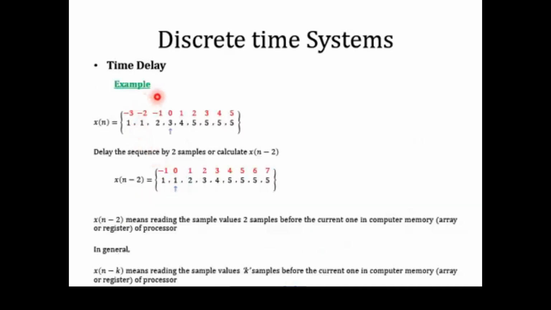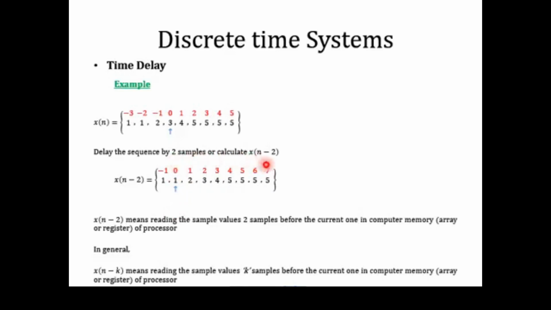Now let's discuss the first example of a time delay operation. Suppose the x of n sequence contains these sample values and we have to delay this sequence by 2 samples, or simply calculate x of n minus 2. In order to calculate x of n minus 2, we have to shift the origin or reference point towards left by 2 samples. After delaying it, x of n minus 2 will become equal to this one, where we have shifted the origin from this sample value to this one. This will be the new reference point, where we mark the origin because we are currently accessing this memory location, so the corresponding index value will be 0.